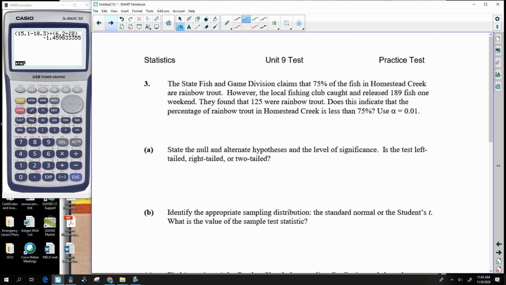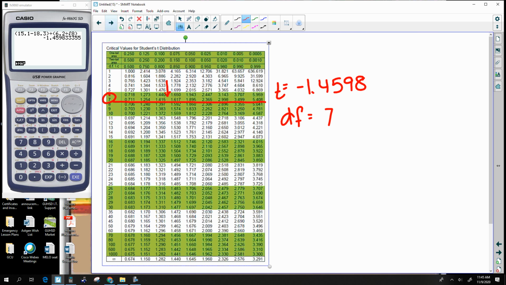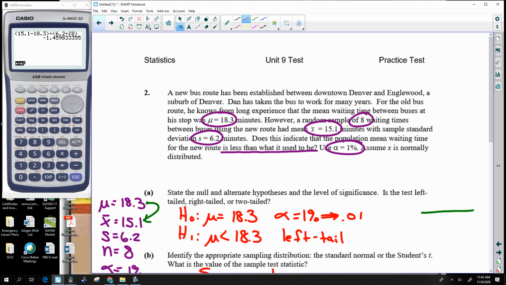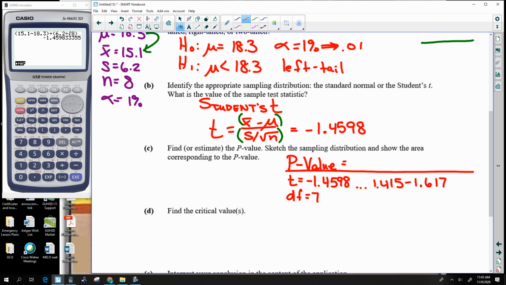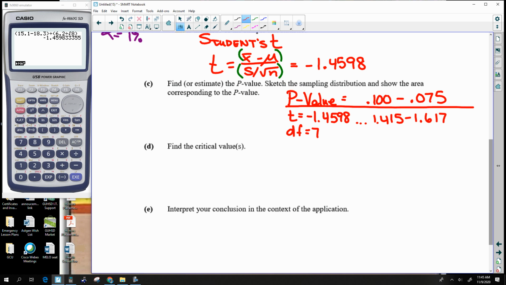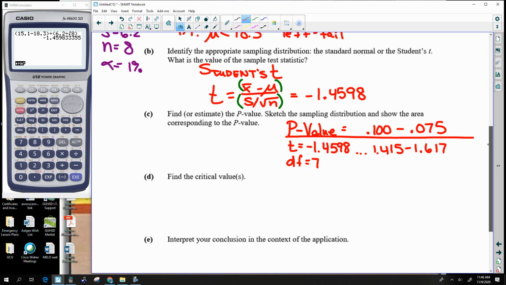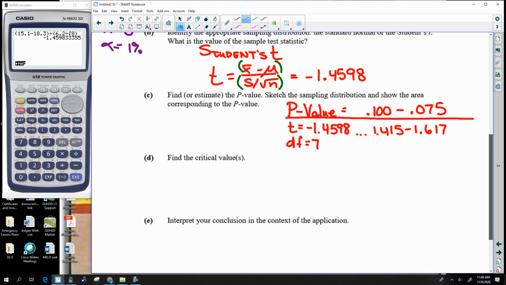Okay, 1.45 falls in between those two, 415 and 617. And because this is a one tail, I'm not looking at the two tail line, because this is a one tail, that's 0.100 and 0.075. And that is the actual p-value that gets on that line right there. Don't muddy the waters by putting numbers where they don't belong. All right, so those are pretty big. So I'm assuming that they're larger than my alpha. Alpha of 1%. Yeah, those are way bigger.